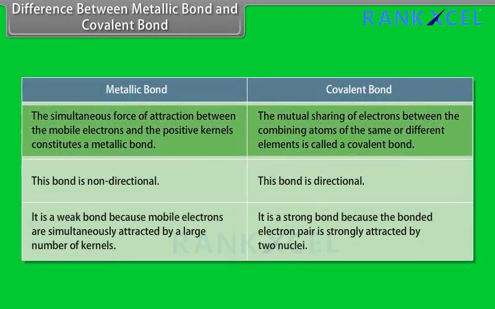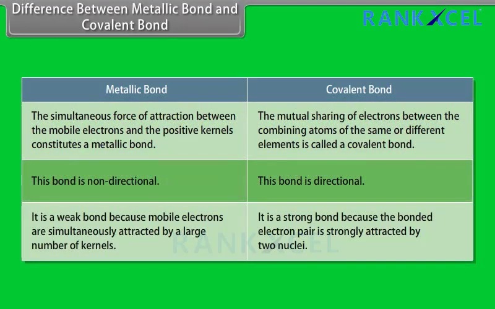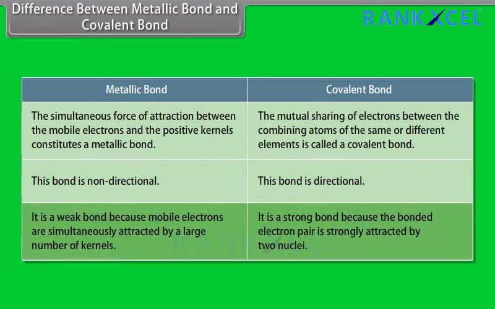Difference between metallic bond and covalent bond. The simultaneous force of attraction between the mobile electrons and the positive kernels constitutes a metallic bond, whereas the mutual sharing of electrons between the combining atoms of the same or different elements is called a covalent bond. Metallic bond is non-directional, whereas covalent bond is directional. Metallic bond is a weak bond because mobile electrons are simultaneously attracted by a large number of kernels, whereas covalent bond is a strong bond because the bonded electron pair is strongly attracted by two nuclei.